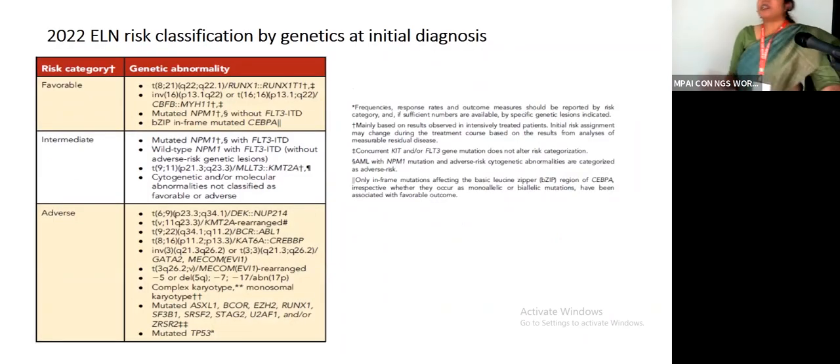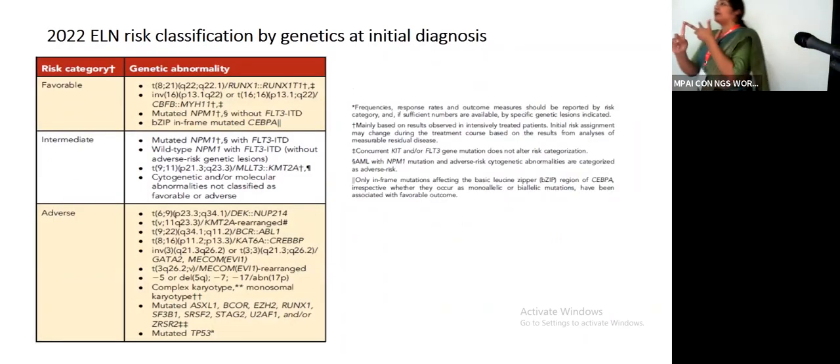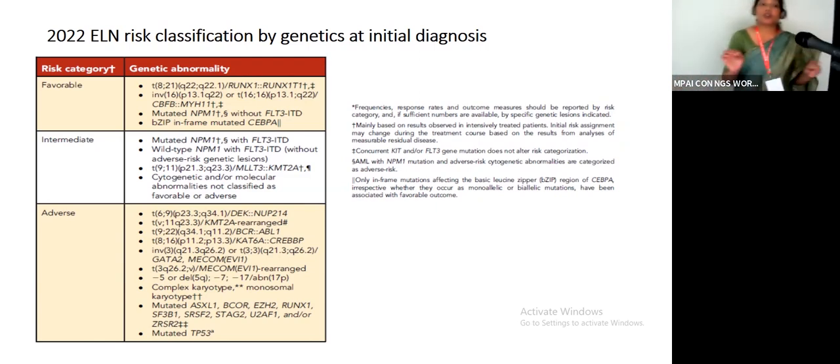Now, there are 3 things you have to keep in mind. The new WHO has come. There is an ICC guideline. There is the 2022 ELN guideline. So these 3 have to be in a hematopathologist's room at all times, because there is a lot of conflict and we are trying to come to consensus.